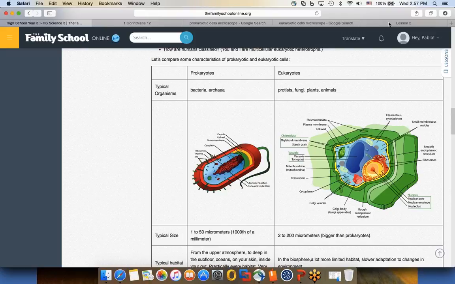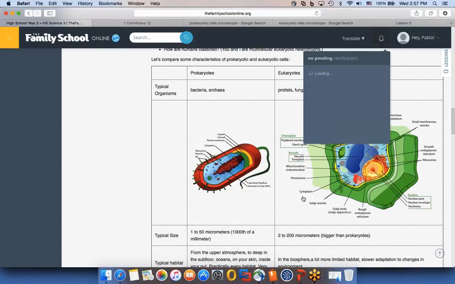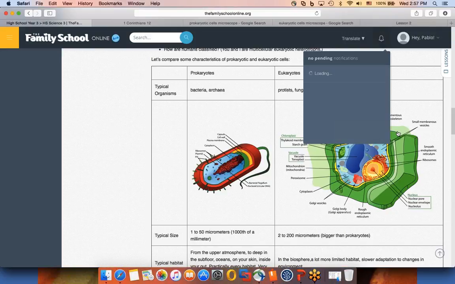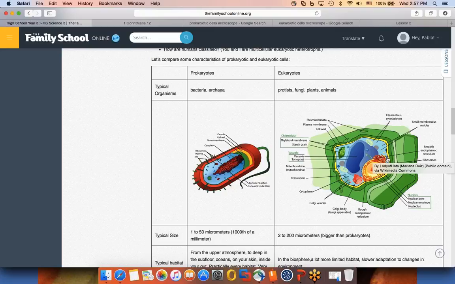Really crazy. Haley asked, can eukaryotes be smaller than prokaryotes? Yes, there are some eukaryote cells that are smaller than prokaryotes, but in general, most prokaryotes are really small compared to eukaryotes. So that is why you have to have an antibiotic to kill bacteria, but not viruses. That is right.